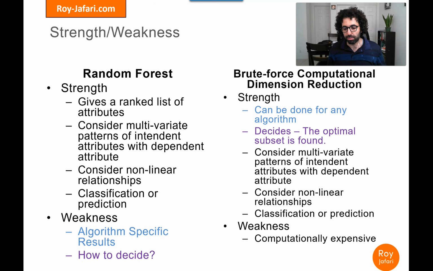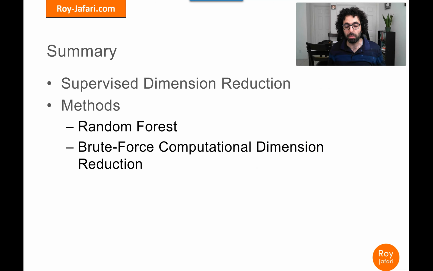So anyway, let's move to the next slide, which is a summary of this video. In this video, we had a recap about what supervised dimension reduction is, and then we learned about two new methods, random forest and computational dimension reduction, and we saw the weaknesses and the strengths of them, and how these could be selected as one of your dimension reduction methods. Until the next video.